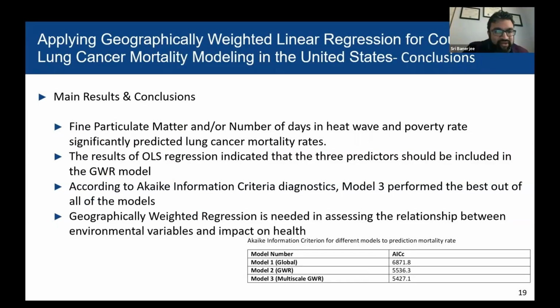So here's where the comparison really takes place. The Akaike information criterion is a wonderful tool for comparing models. The global scale, at the bottom of the slide, has a pretty high AIC number, 6871. Model 2 performs better than model 1, and adjusted R squareds were compared as well, and we saw the same thing. And then model 3, the multi-scale GWR model, is even better.